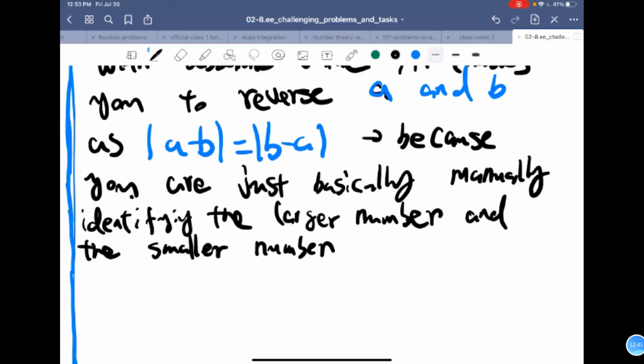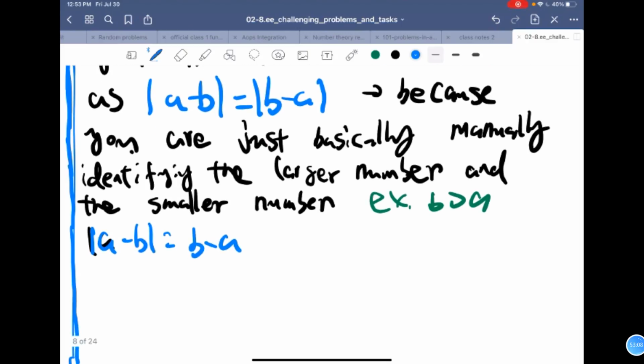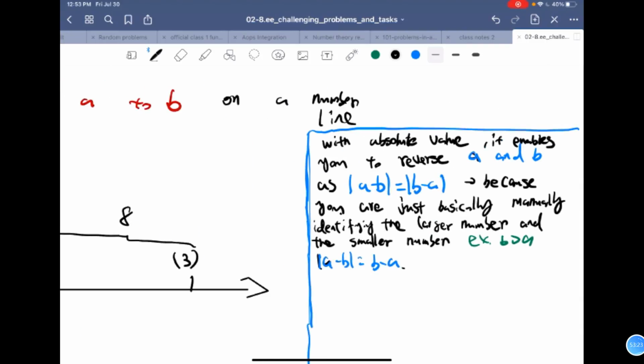How to explain that? Say, for example, B is larger than A, then A minus B equals B minus A. That's basically the process. However, with the presence of the absolute value sign, it avoids the process of actually finding it. It automatically does it for you.